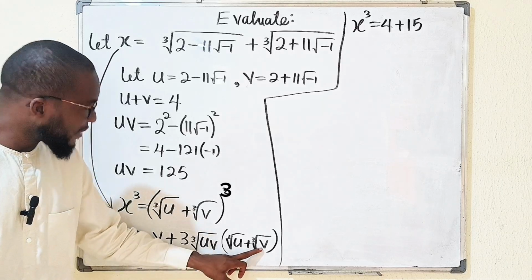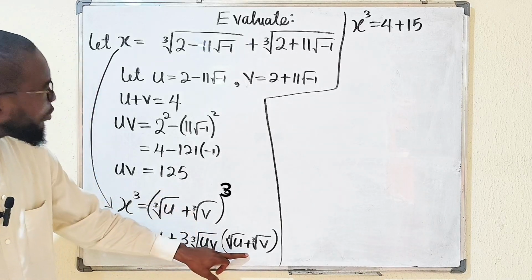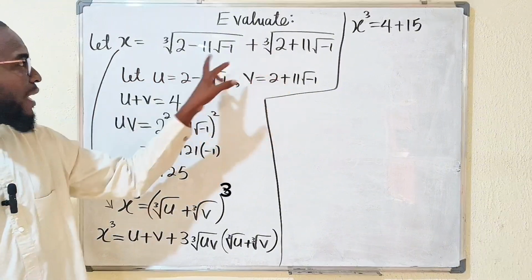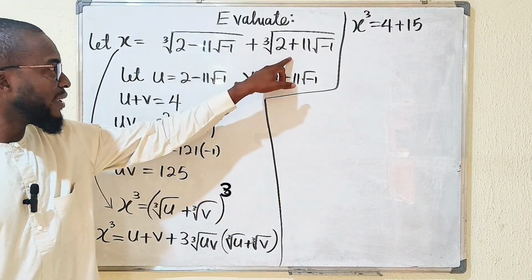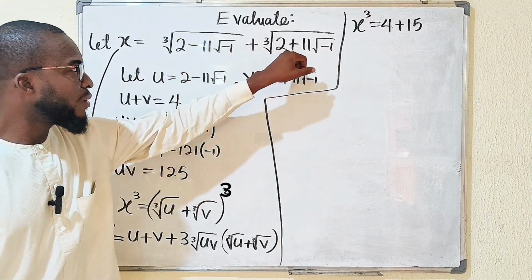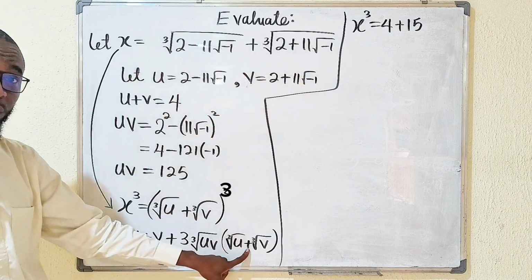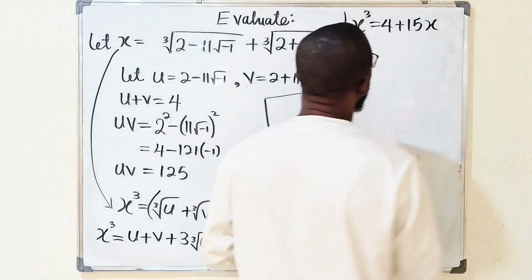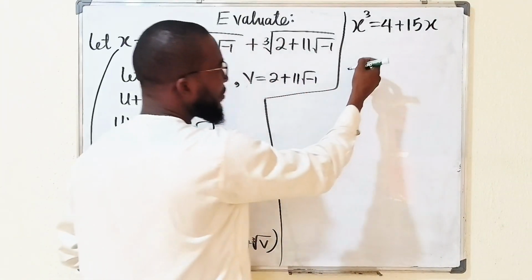Times this plus this. This plus this is nothing but x. Remember that x is the whole of this. And this is u, this is v. So this is cube root of u plus cube root of v equal to x. Therefore, this is x. Right? This is x.